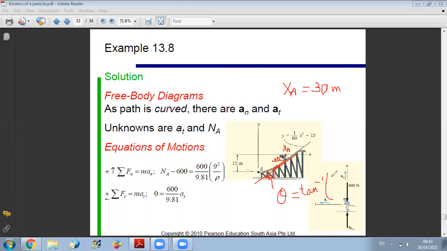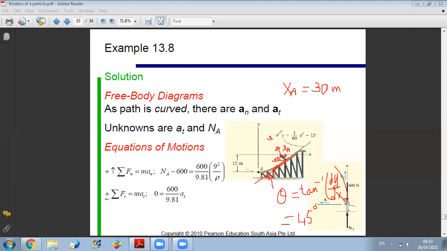So for example here, if they gave us x equal to 30 meters, and I replace in dy by dx, which is x over 30, then I will get that for xA equal to 30, tangent minus 1 of 30 over 30, which is 1, is 45. So at point A, what is theta? Theta is 45 degrees. So this will allow me to know the direction of UT. And since UN is perpendicular to UT, then I can find UN.